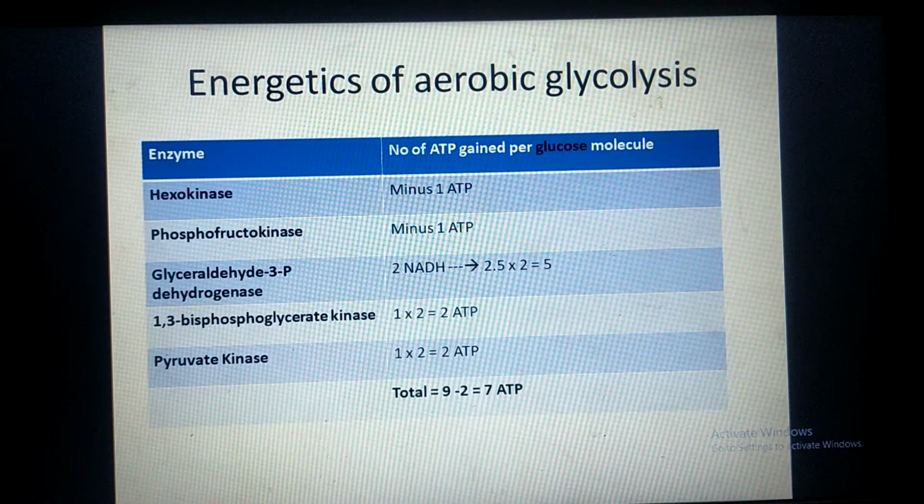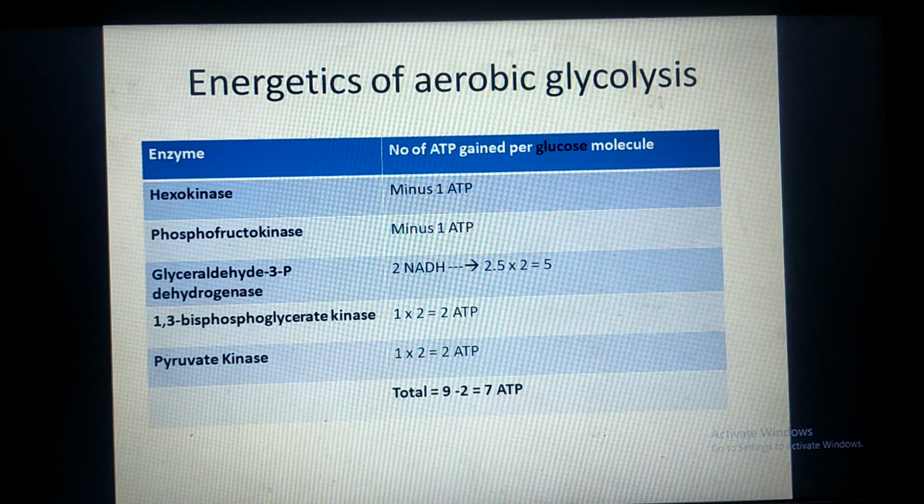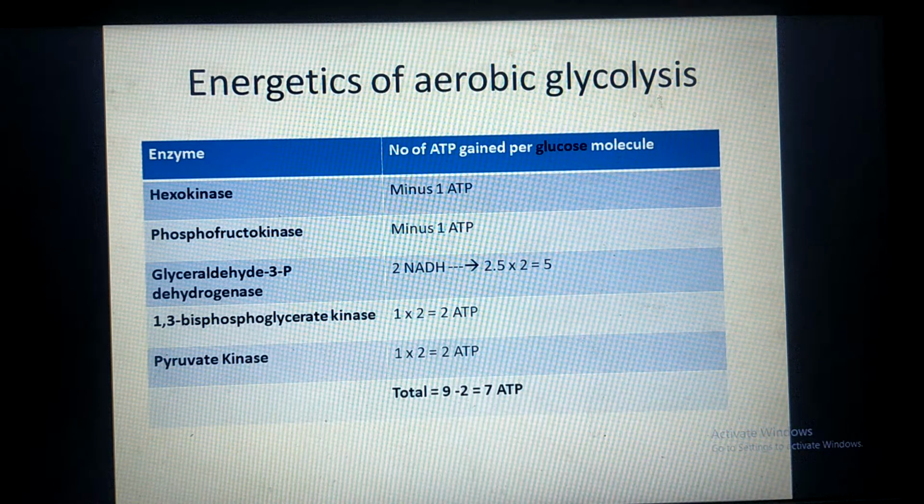Now come to energetics of glycolysis. There are two types of glycolysis: aerobic glycolysis means in the presence of oxygen, and anaerobic glycolysis means in the absence of oxygen. So first we will see the energetics of aerobic glycolysis. On the left side I have written the enzyme, on the right side I have written the ATP calculation.